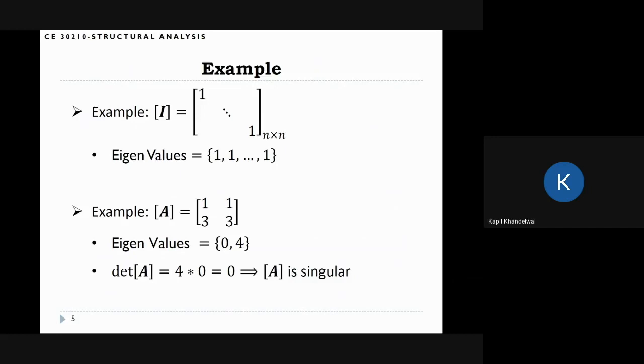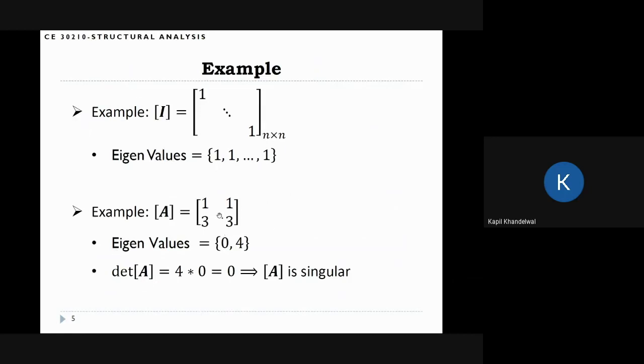To go over just some examples of what the eigenvalues look like. For example, if I have an identity matrix of size n by n, the eigenvalues are all just 1. Okay. So in this case, you can see that the determinant is the multiplication of all 1s, so the determinant of this matrix is just 1. And we already know that the determinant of the identity matrix is 1. So this is a simple check that the idea of eigenvalues is working.